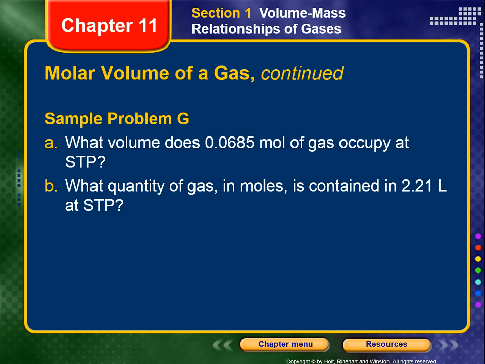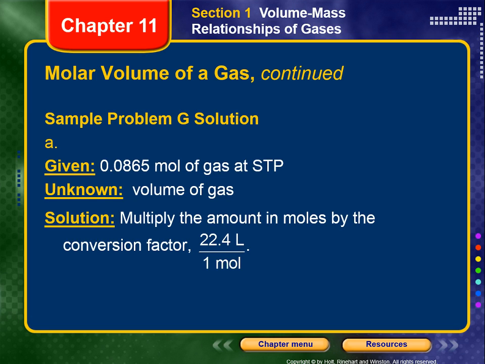So let's try this. Simple problem for A. What volume does 0.0685 moles of gas occupy at STP? And then, going the other way, what quantity of gas in moles is contained in 2.21 liters at STP?